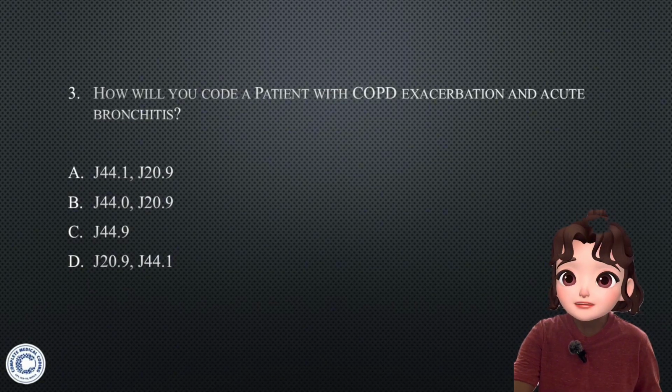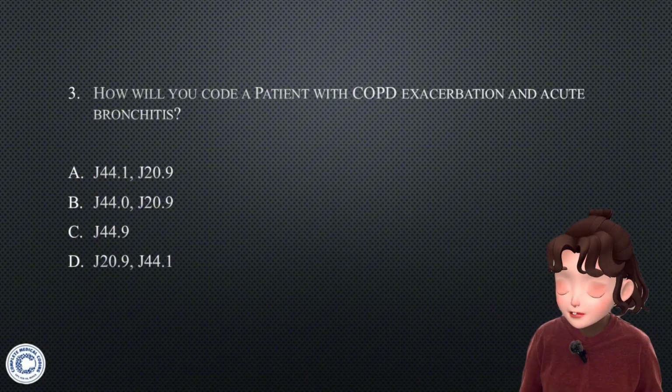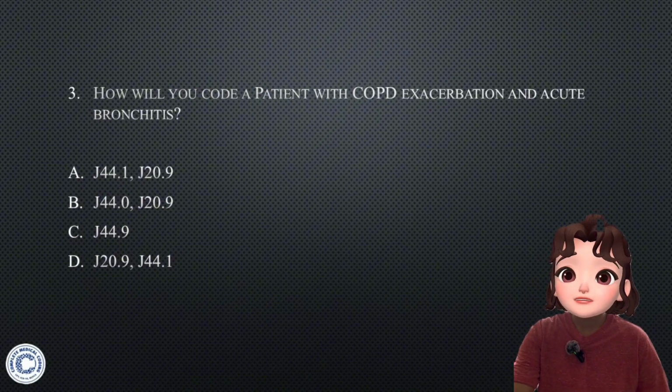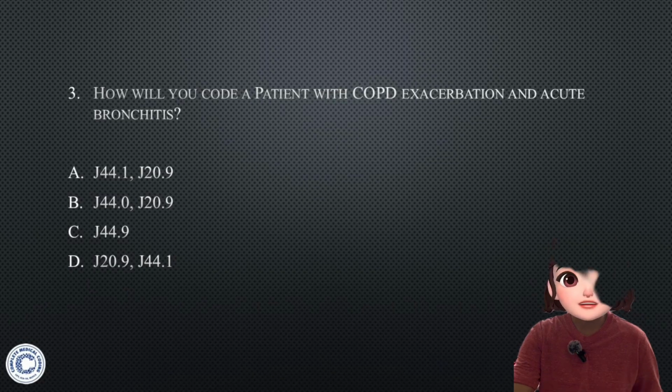Okay, but this is not lower respiratory infection. It's directly mentioned as bronchitis. So you cannot choose B as the answer. So B will be wrong. Now if you check option C, J44.9. What is J44.9? J44.9 is chronic obstructive pulmonary disease unspecified. It's just mentioned COPD only. Bronchitis is not mentioned. So that will be wrong.